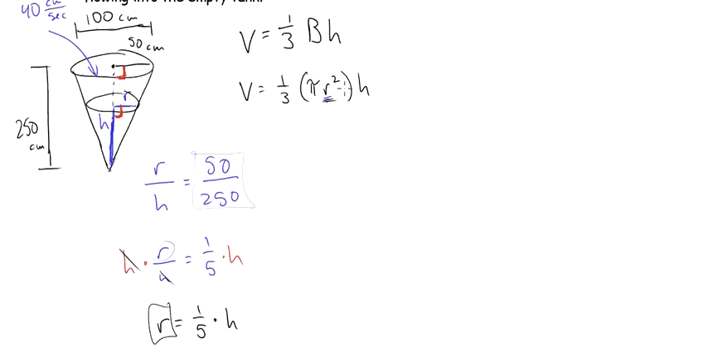And so we've got volume, going to slide it to the right a little bit, is equal to 1/3 times pi. And now instead of r squared, I'm going to plug in (1/5 h) squared, and then that times the height. And now we can see in here that we've got just h's. We're done as far as other variables are concerned. Now we just need to clean it up.